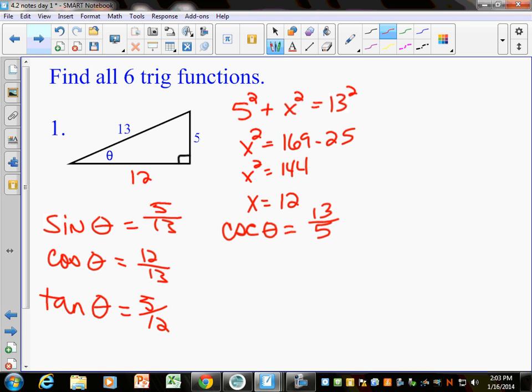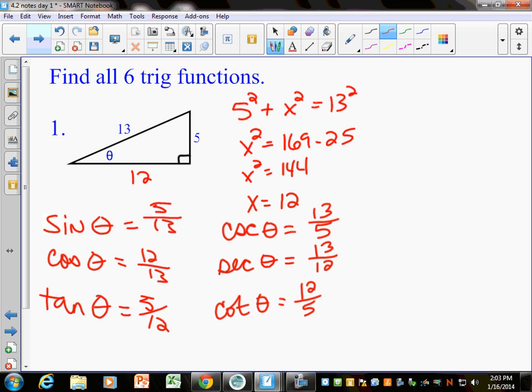The reciprocal of cosine is secant. So cosine is 12 over 13, and secant is 13 over 12. And cotangent is 12 over 5, because it's the reciprocal of tangent. Not so bad. Questions about any of that?